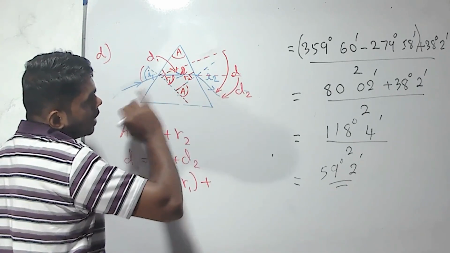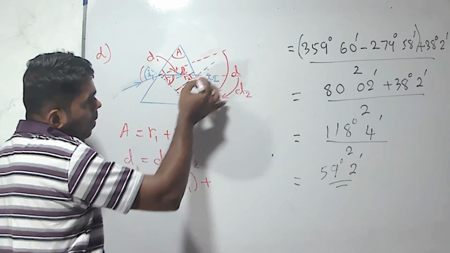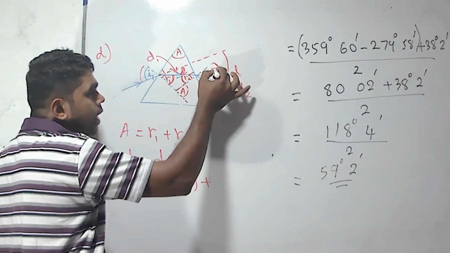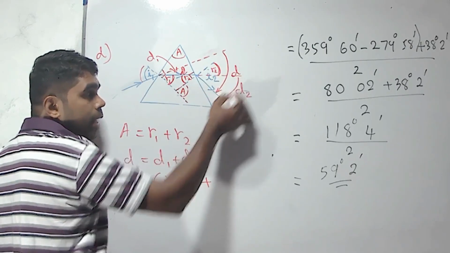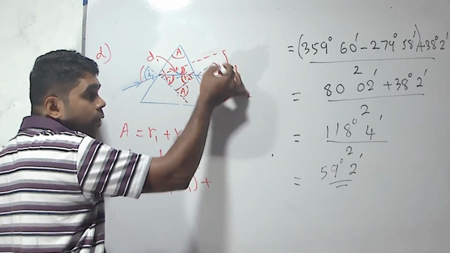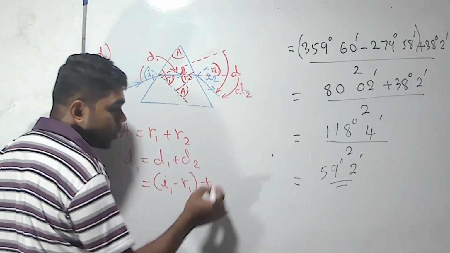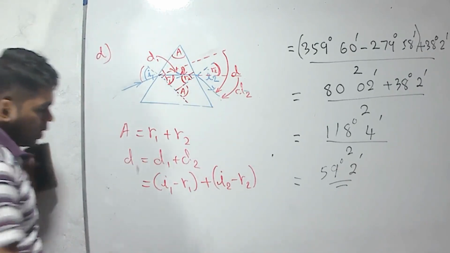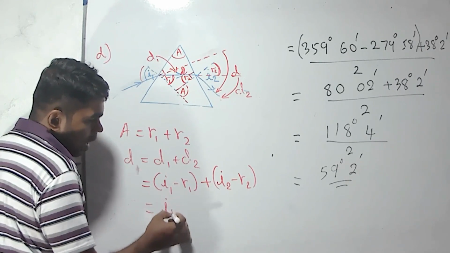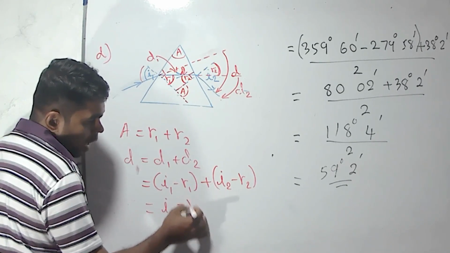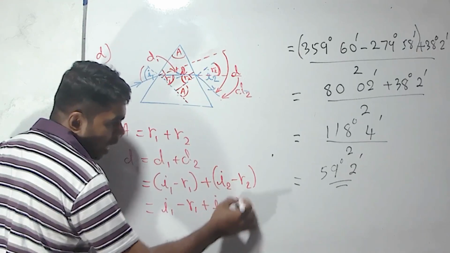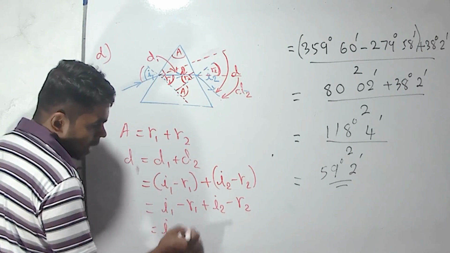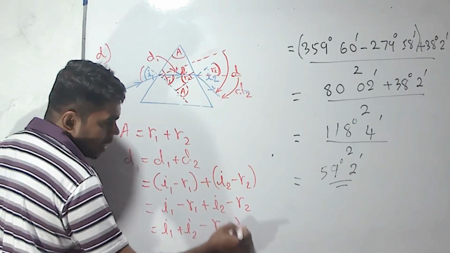D2 is, we know that this R2 angle equals this part, vertically opposite. Then D2 is this full angle I2 minus R2. Then we can simplify it. I1 minus R1 plus I2 minus R2, which is I1 plus I2 minus R1 minus R2.